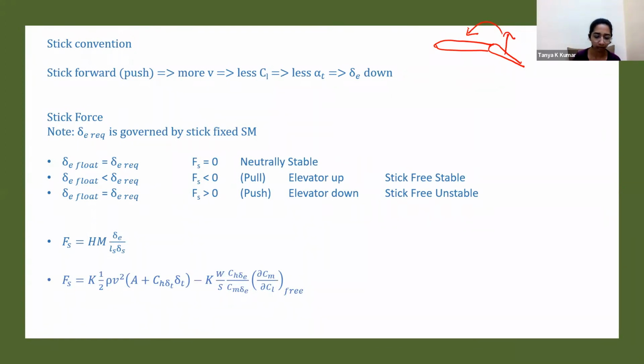Okay. Now, there are 3 conditions that are encountered when you leave your elevator to float freely. First one is delta E float is the same as the one that you require. In this condition, the pilot need not apply any stick force, so your FS is 0, right? So next condition.